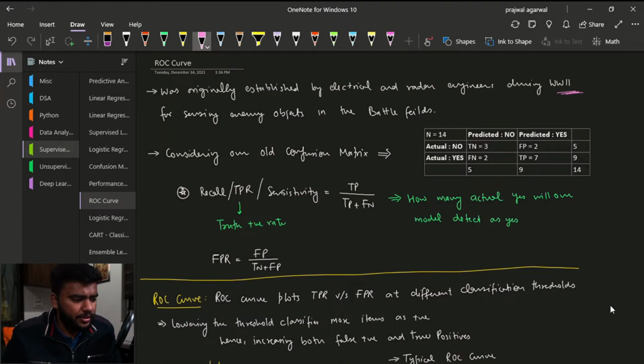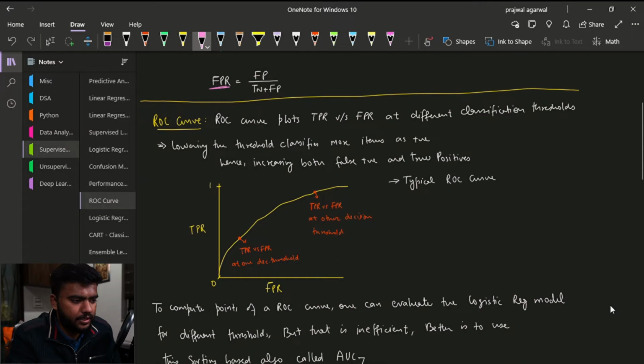To evaluate the ROC curve, we need two things: true positive rate and false positive rate. True positive rate is actually recall, which we discussed in the previous video, and it is given by true positive divided by true positive plus false negative. And false positive rate is given by this formula: false positive divided by true negative plus false positive.